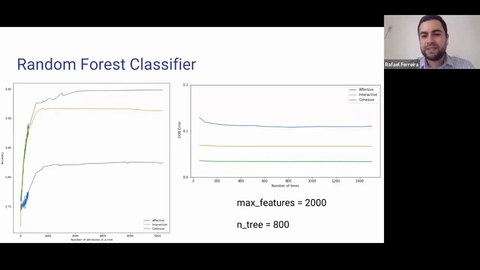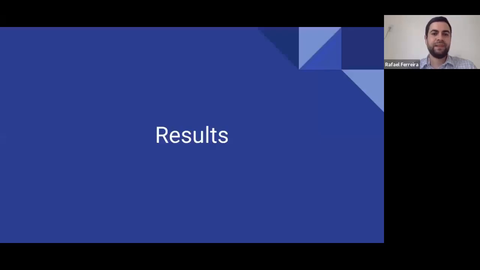We also optimized the main parameters of the random forest classifier. So we plot this graph to show that the first one, the number of attributes in each tree of the random forest, stabilizes around 1500, so we decided to go for 2000. And in this case, this number stabilizes around 600, so we decided to go for 800 trees in the random forest classifier. And then I will move to the results.